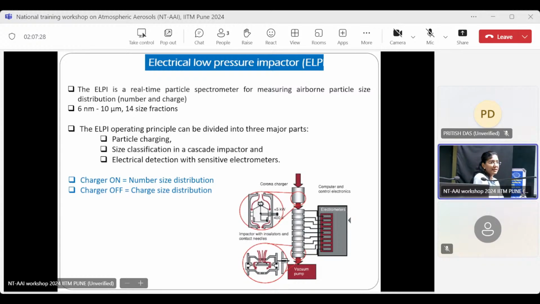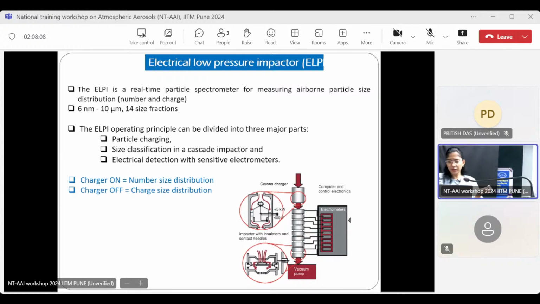There are 14 impactor stages, and to each impactor stage an electrometer is attached. Whatever change is there is recorded by the electrometer. So what is happening? You have a charger and the particles are charged. They go one by one into the cascade impactor, and depending on their size and inertia, they will be segregated in the impactor. Since the electrometers are attached to each impactor, again this is like a Faraday cup only. You have a metallic impactor.